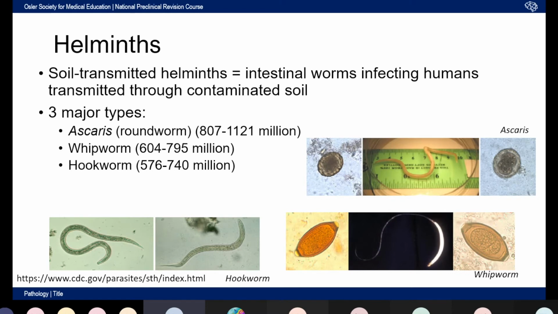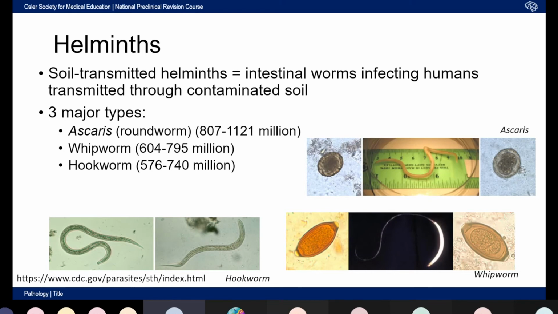So these helminths live in the intestine, and their eggs are passed in the feces of infected individuals, and the eggs are then deposited in soil. Ascaris and whipworm become infective as they mature in soil, and people become infected when eggs are ingested. So if they have contaminated dirt on their hands and put hands in their mouth, or by consuming fruit and vegetables that haven't been carefully washed.